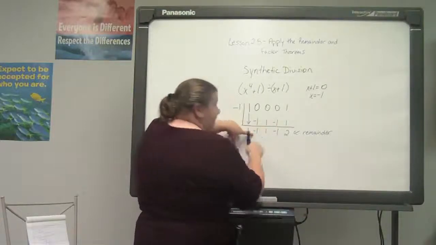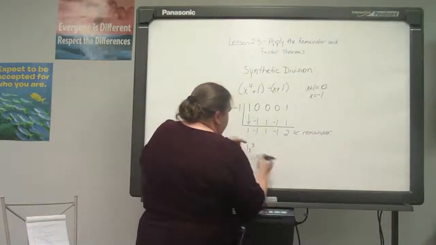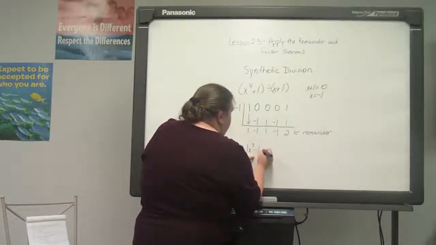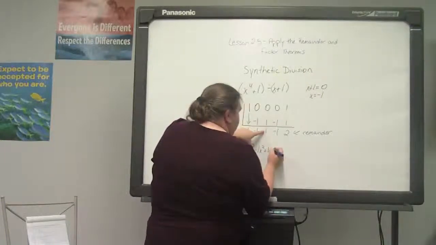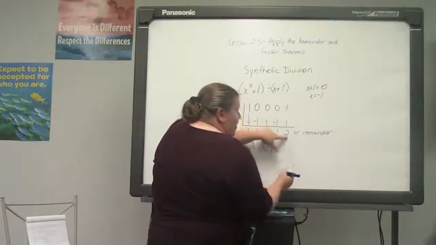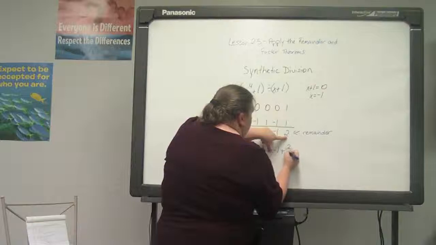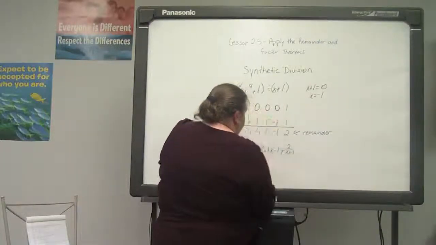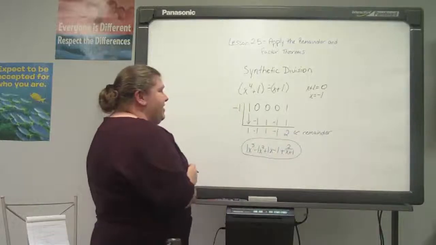Then we have, and again, you go from highest exponent to no exponent, so minus 1x squared plus 1x minus 1, with our remainder being a plus 2 over x plus 1. And there is your answer using synthetic division.